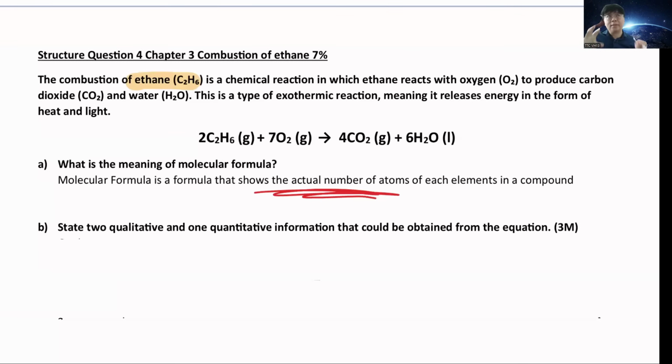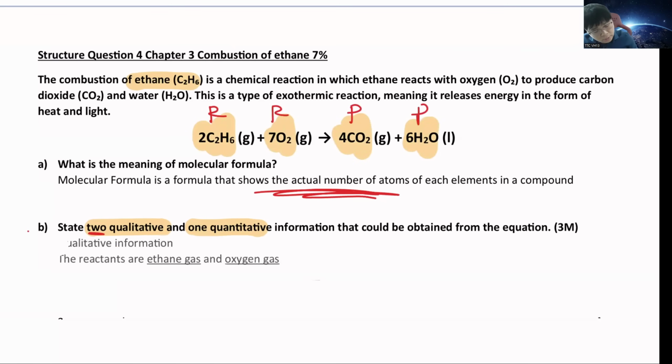If they give you a question here, they might ask you about the qualitative and quantitative information. So they want two information. Qualitative information got two. First, the chemical. This is the reactant, this is the product. So you can write out the first sentence: the reactant is ethane and oxygen, then the product is carbon dioxide and water.